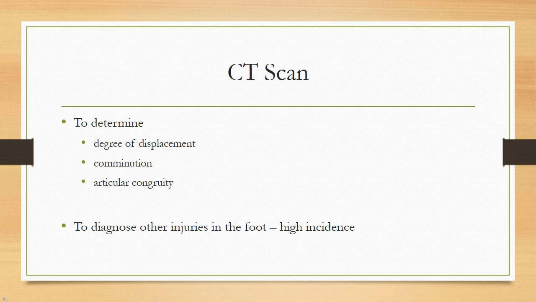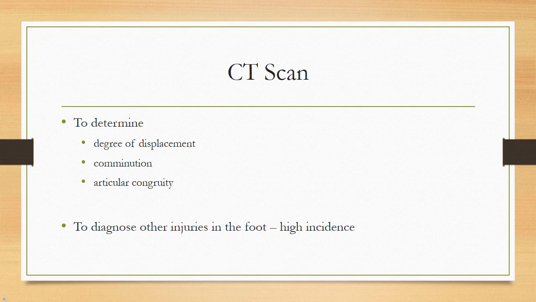It also helps to identify comminution, especially small fragments around the talar neck or body, which can affect surgical planning. Another key advantage is assessing articular congruity of the ankle, subtalar, and talonavicular joints, ensuring that the joints are properly aligned and that there is no subtle step-off that could lead to post-traumatic arthritis.